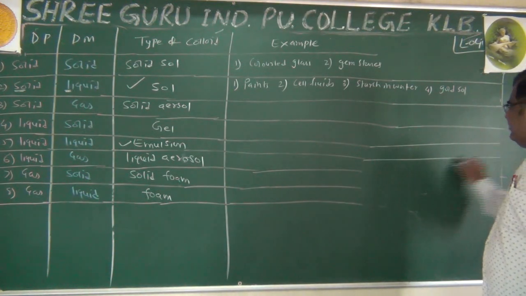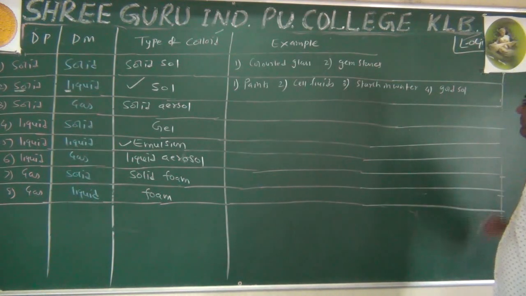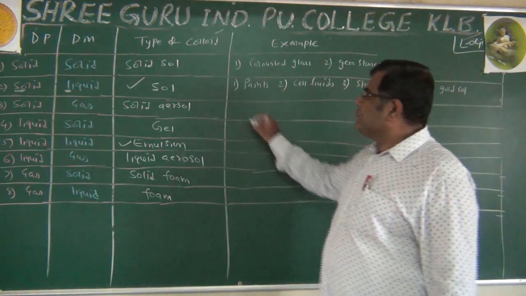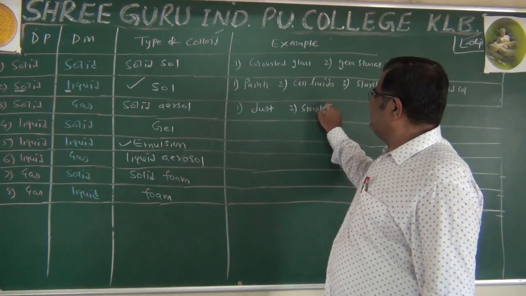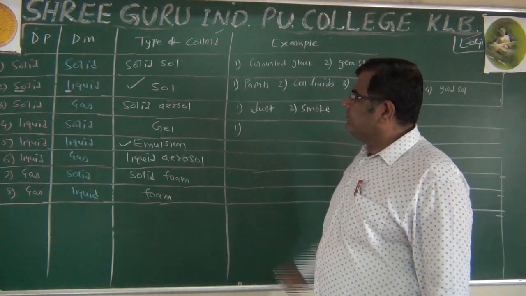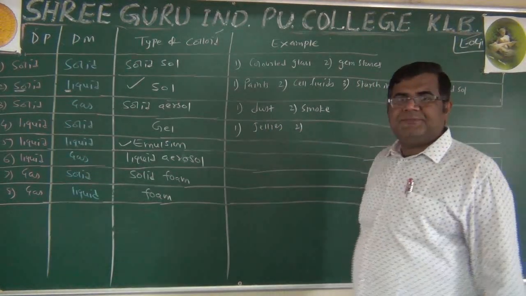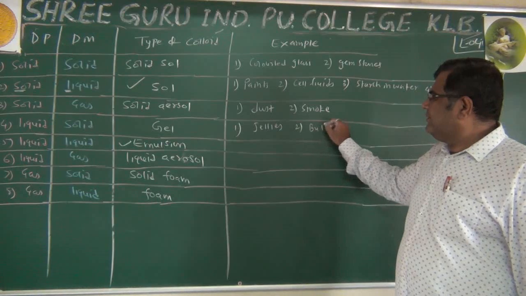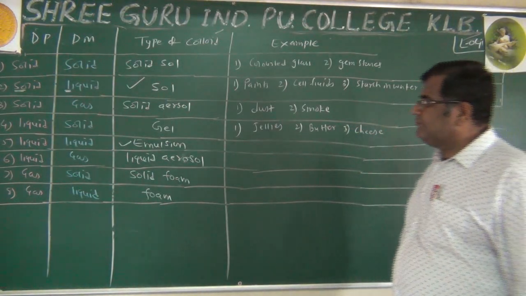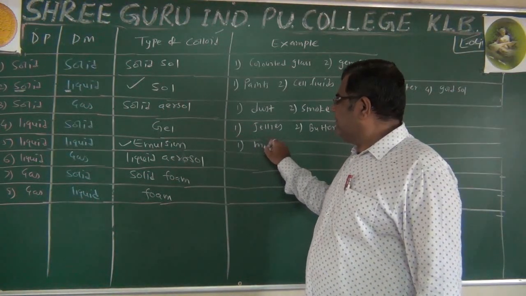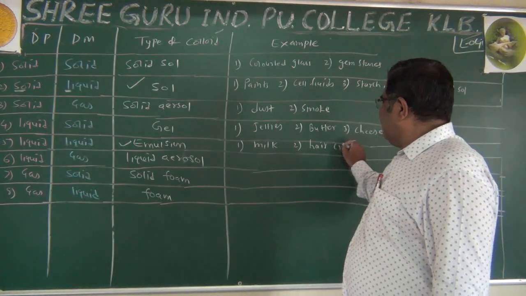I will just make this the proper way. Read these examples and remember them. Solid aerosol is dust and smoke. Jellies, butter and cheese. Emulsion is milk and hair cream.